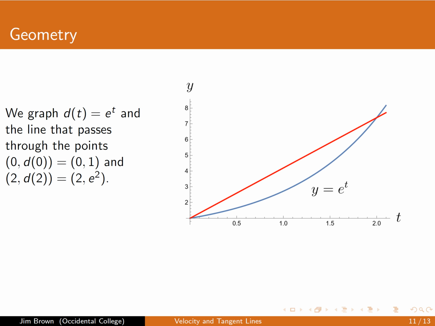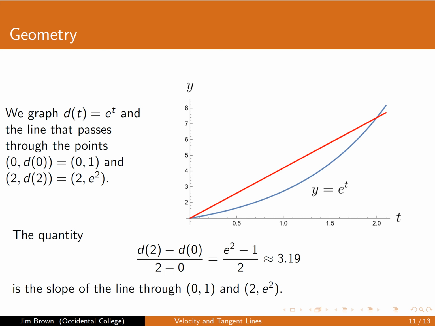If I look at 2 points here, I can start with the point 0, 1. It's a little tricky here. The t is 0, and notice we're not starting the graph at 0, 0, since each of these has a distance of 1 between them. So this is actually the point 0, 1. And then I have my graph, y equals e to the t. Notice I cross it up here again at 2, e squared. That red line is the line that passes between those 2 points. If I look at the quantity change in y over change in x, d(2) minus d(0) over 2 minus 0, this gives me about 3.19. This is the slope of that red line that we've drawn there.